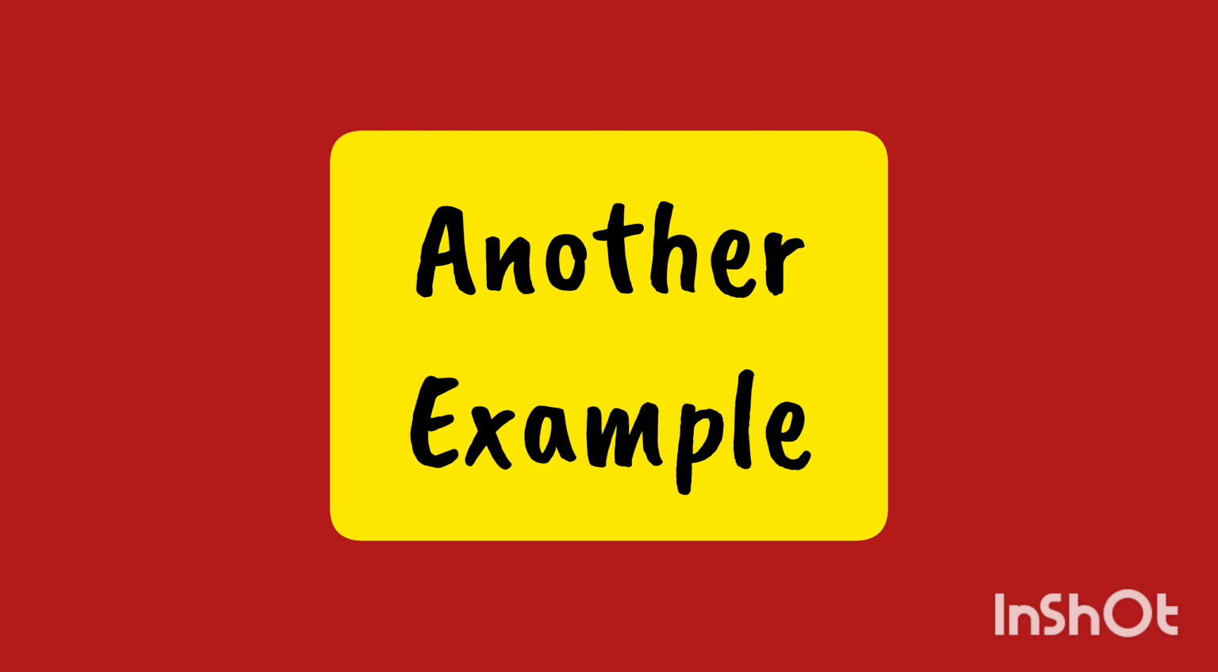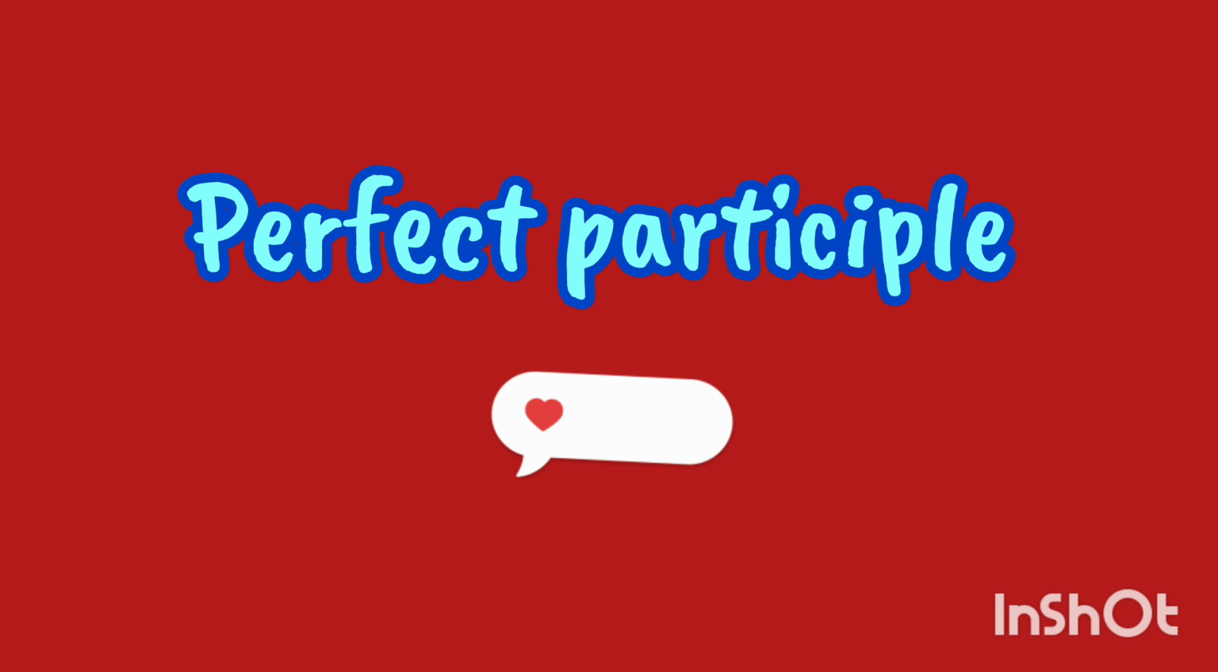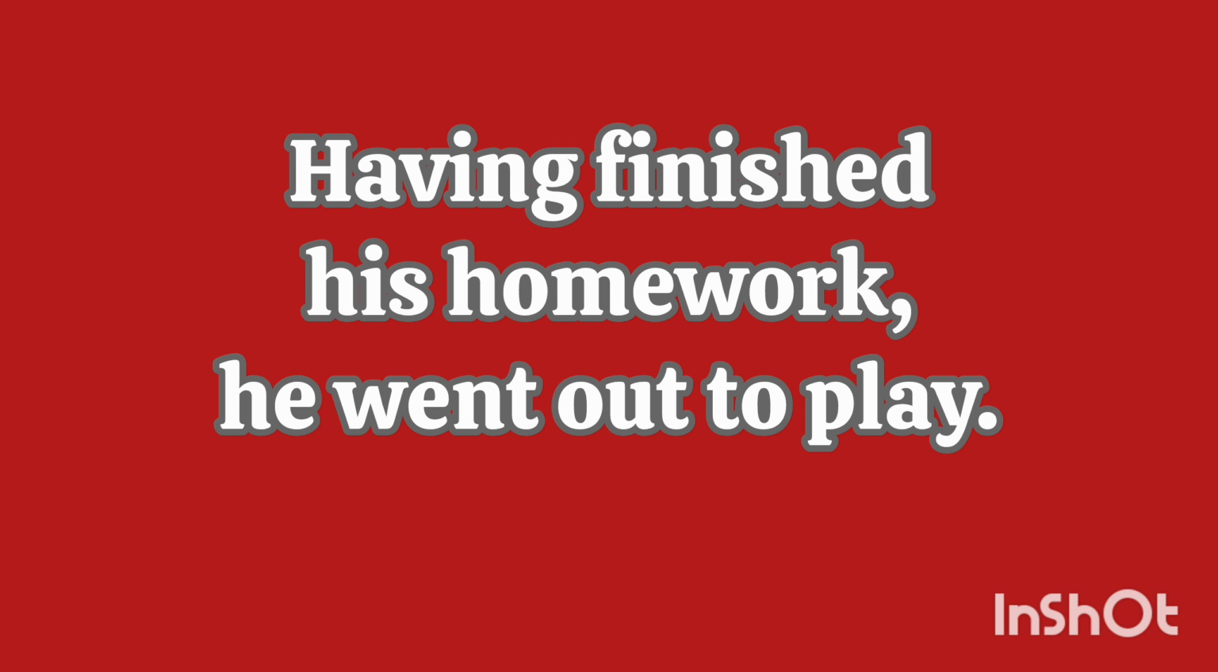Another example, she picked up the lost keys. In this sentence, lost modifies the noun keys, hence it is a past participle. A perfect participle is formed by using having followed by the past participle of the verb. It is used to show that one action was completed before another action took place. For example, having finished his homework, he went out to play. Here, having finished shows that the homework was completed before going out. Therefore, it is a perfect participle.